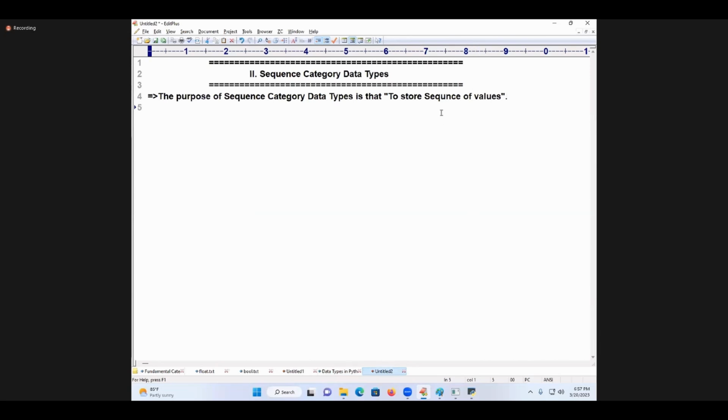What are the sequence of values? Right now you cannot understand, only the meaning is written. Like, what is a data type? Type of data is called data type. What is a data structure? Structure of data is called a data structure.